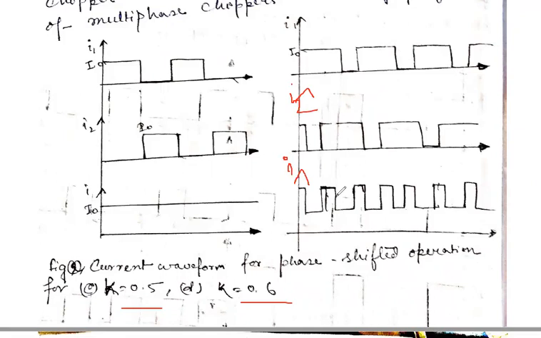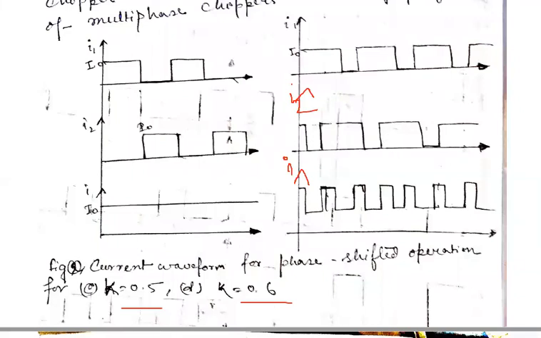So a multiphase chopper is used where large load current is required. As we do the operation of parallel alternators or parallel transformers, for the same reason we use a multiphase chopper. So when is the multi-phase chopper used? When a large load current is required. The main advantage of this chopper over a single chopper is that the input current has reduced ripple amplitude and increased ripple frequency.